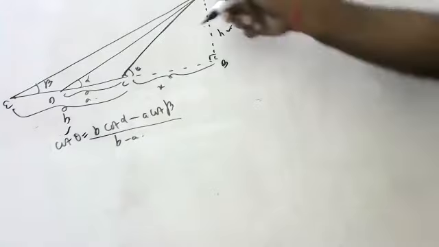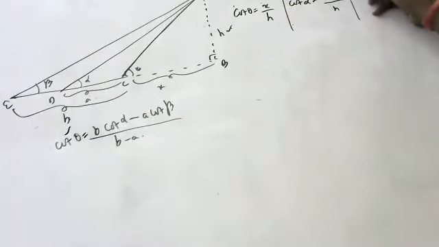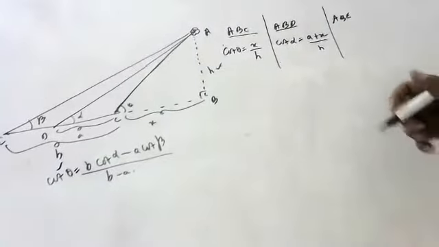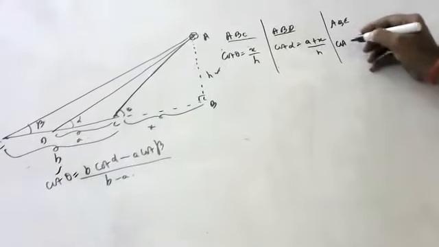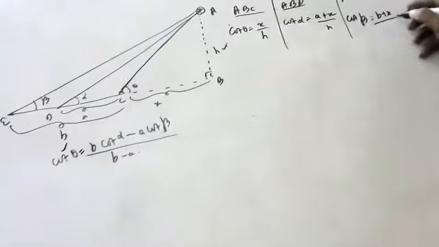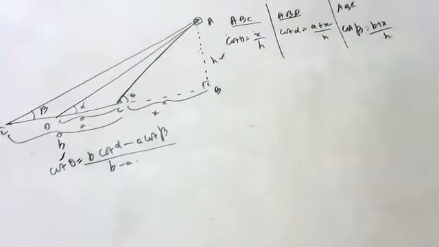Now, in triangle ABE, what is cot beta? Cot beta is B plus X by H.